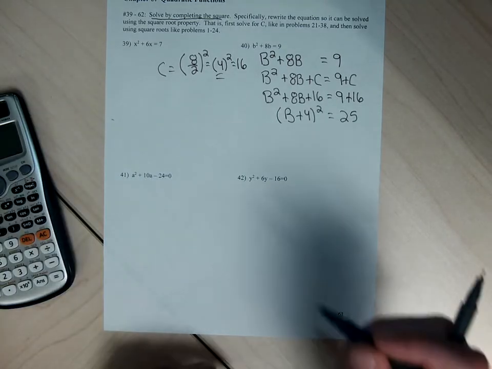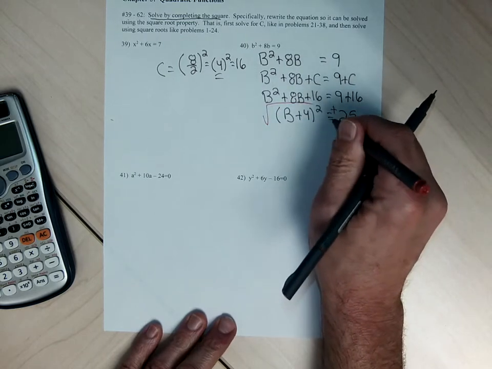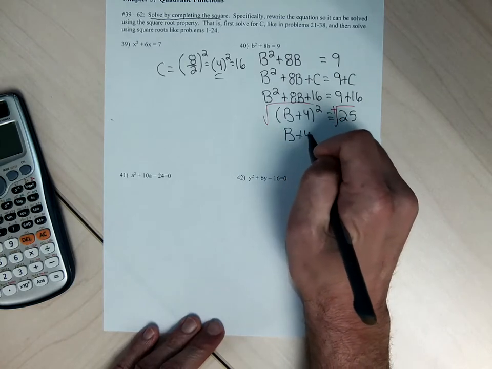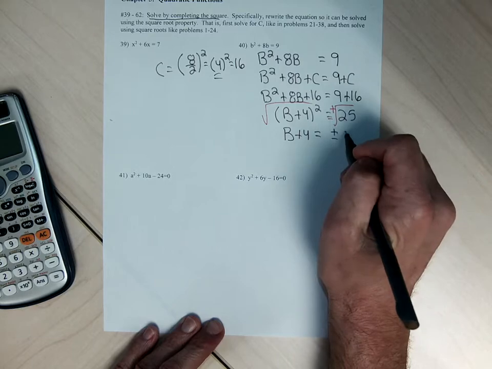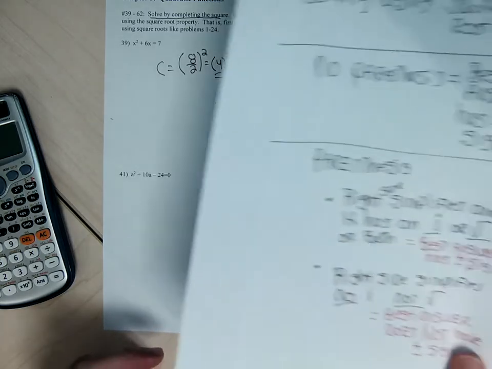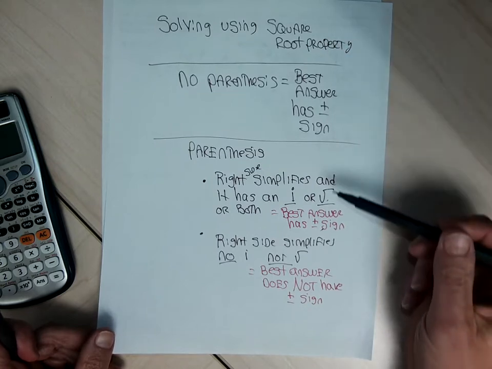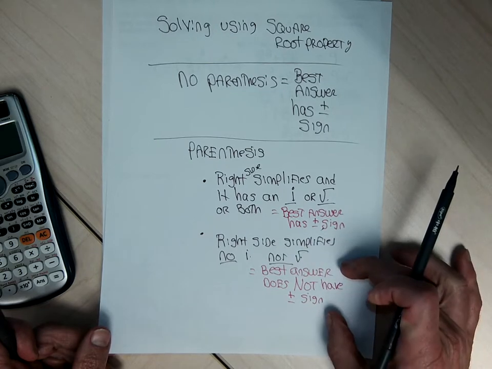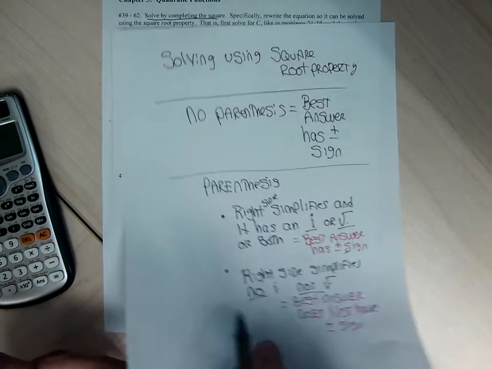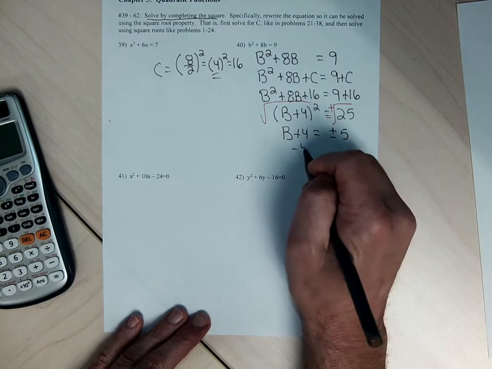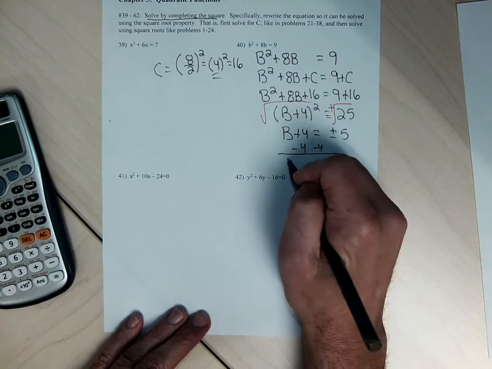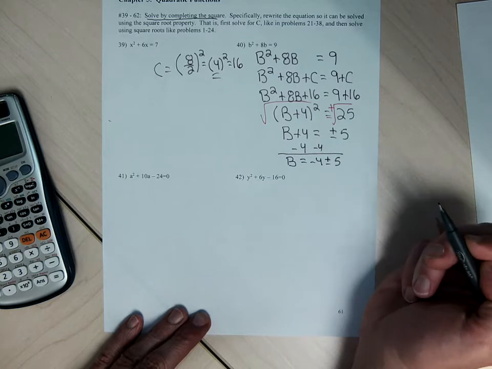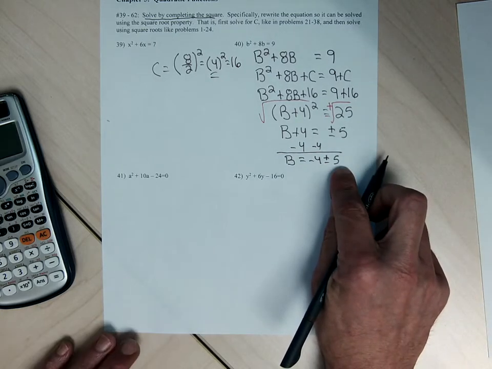So I'm going to square root, plus or minus square root. On the left-hand side, I just get b plus 4. The square rooting cancels out the square. And on the right-hand side, the square root of 25 is 5. And in these problems where I'm solving with square roots with parentheses, if the right side simplifies, it doesn't have an i and it doesn't have a square root, my best answer doesn't have a plus or minus sign. So I'm going to get this solved now using the square root property. I'm going to subtract 4 from both sides and get b equals negative 4 plus or minus 5. Because there isn't an i and there isn't a square root, I need to go further.